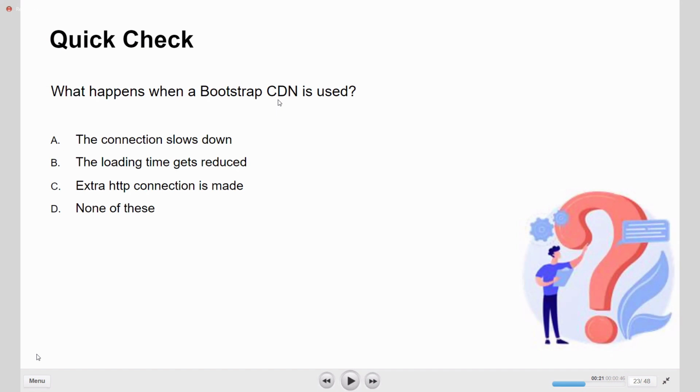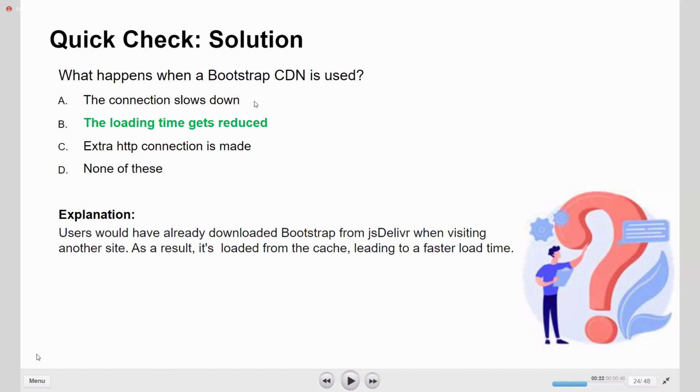Two ways you can use Bootstrap. One is with an online link, another with an offline link. When you are using an online link, that is called CDN, content delivery network. B, loading time reduced. Yeah, loading time would be reduced, because whenever you load bootstrap.min.js from online, the loading time will be reduced. Okay, this is the answer.